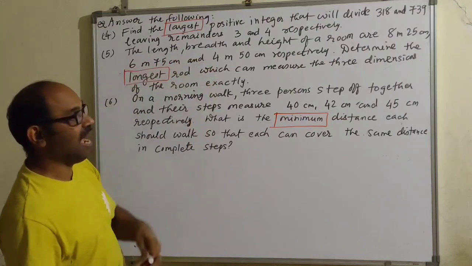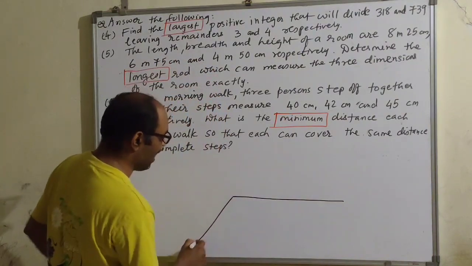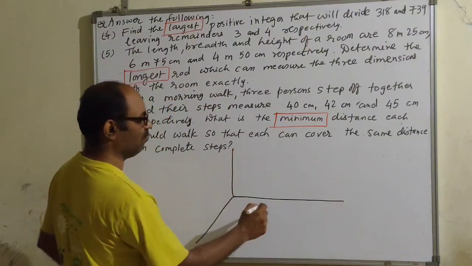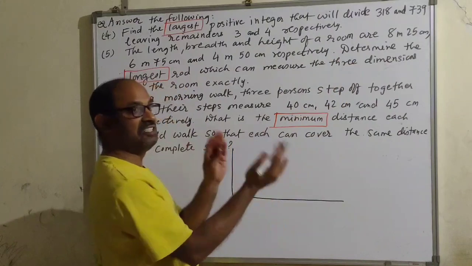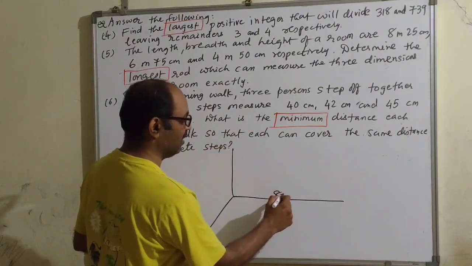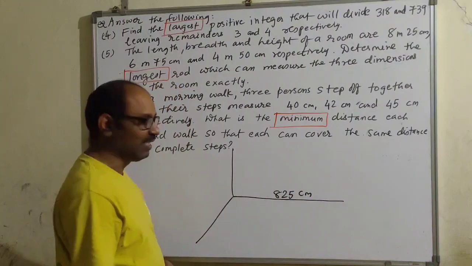The length, breadth and height of the room. Let's say this is the length, this is the breadth and this is the height of the room. What is the length? 8 meter 25 centimeter. Now it is in terms of meter and centimeter, so I'll write 825 centimeter. You have learned this conversion in third standard.